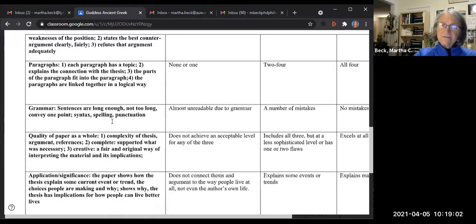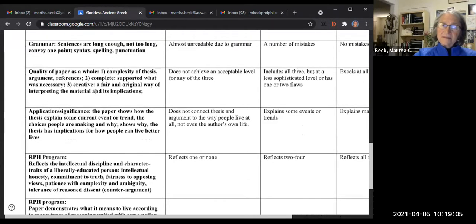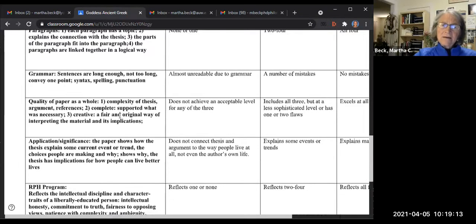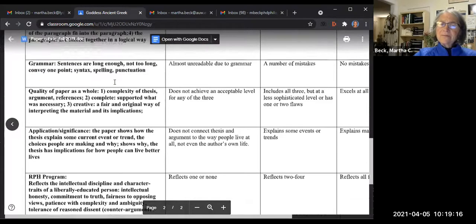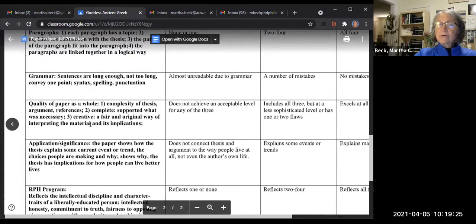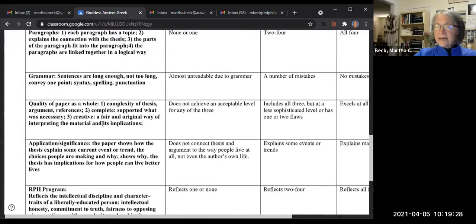Then there's the grammar stuff. And that's an issue. Again, I have to keep pushing you to get your grammar better. It just takes practice. Then some papers are more complex than others. Some are more complete. You support what you said. And some are more creative. Like you've put stuff together in a way that even your references didn't put it together that way. So you've added something to the body of knowledge in the field.